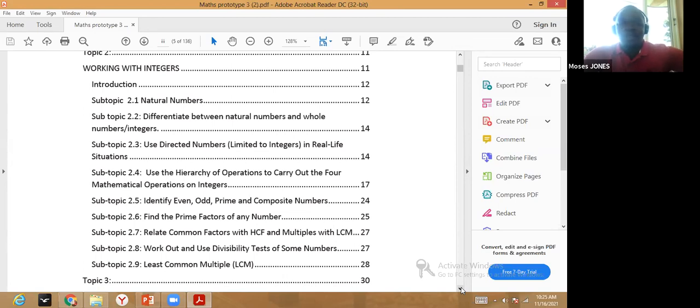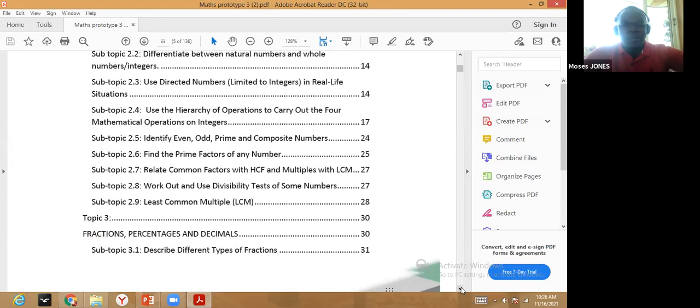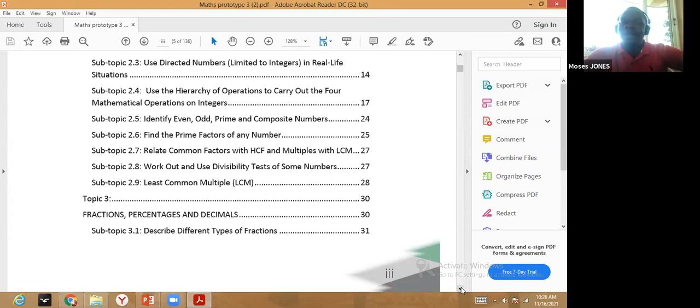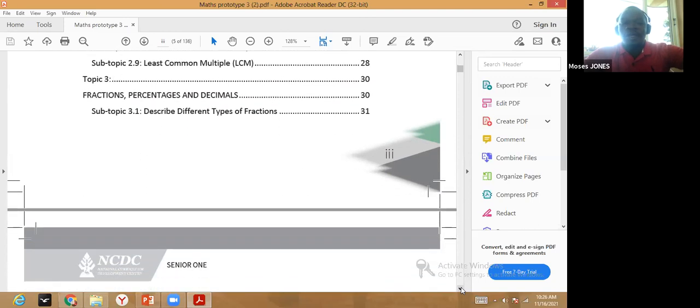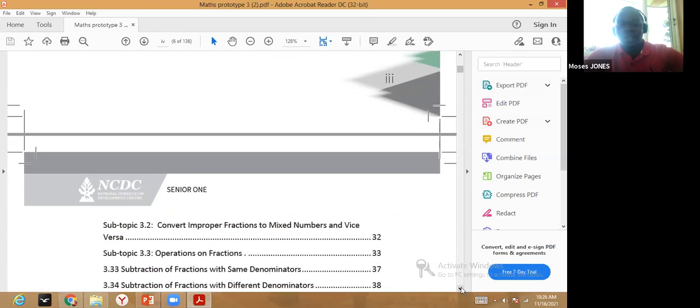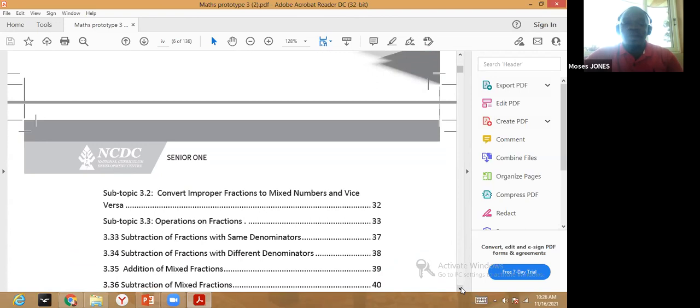Everything appears to be the same. Let me show you another topic. Look at this topic, fractions. Those of you who were in the previous Edify lessons looked at the different types of fractions: improper fractions, proper fractions, mixed fractions. You looked at how to add and subtract fractions, and some other things. We looked at them, and even in primary, you also looked at them as well.